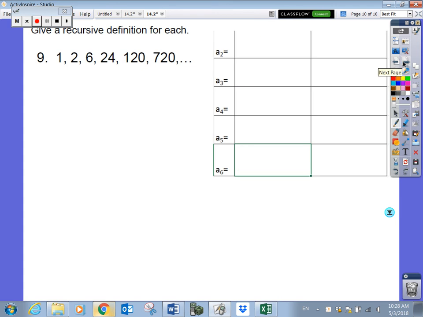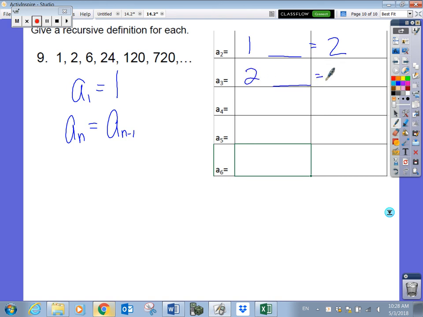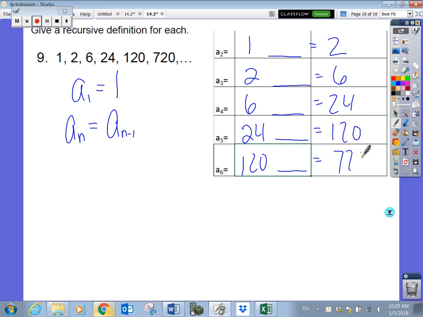All right, and then this last one. So again, we can always know a sub 1 equals 1, and a sub n equals a sub n minus 1 with something done to it. We know at least that much. We just got to figure out, what are we doing to 1 to get 2? 2 to get a 6. 6 to get a 24. 24 to get a 120. And 120 to get a 720.